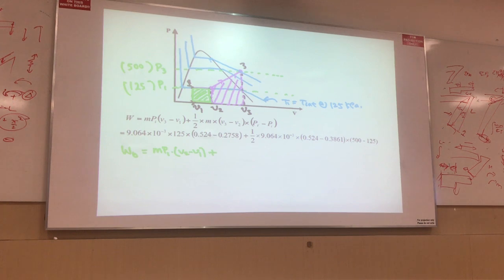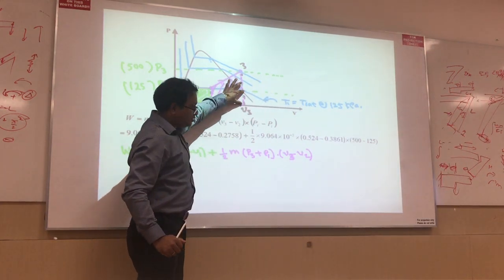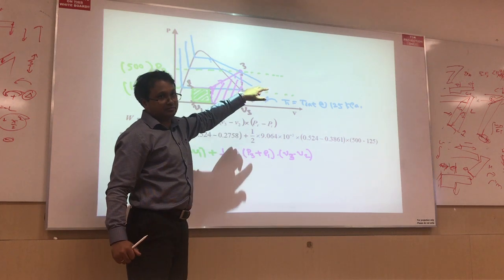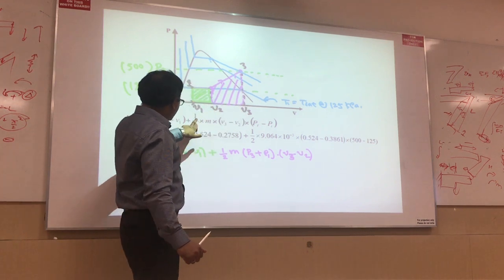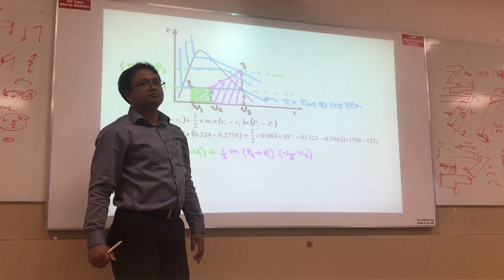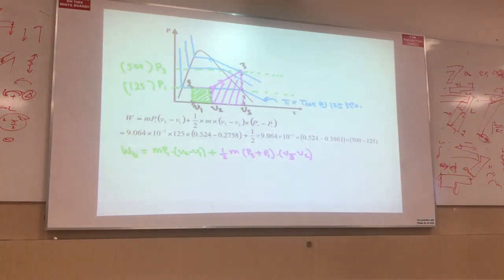I don't use this equation, I use my own, right? Half times m. What is the trapezium equation? m times P3 plus P1, right? Times V3 minus V2. Right, done. But here we write another way. We write first this rectangle, then this triangle. Same thing. Here I show you, first is the rectangle from here to here, plus the triangle. Same thing, no difference.